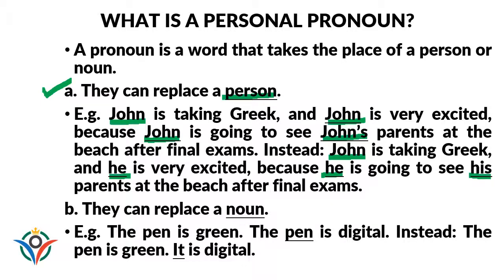The second way that a personal pronoun can take the place of something is by taking the place of a noun. Look at this example. The pen is green. The pen is digital. All right, so pen is a noun. But instead of using pen, we could say the pen is green, full stop. It is digital. It, because pen is neither masculine nor feminine. So very basically, a personal pronoun is a word that takes the place of a person or a noun.